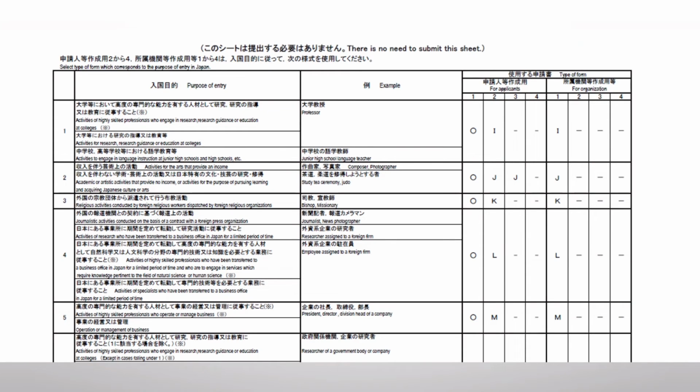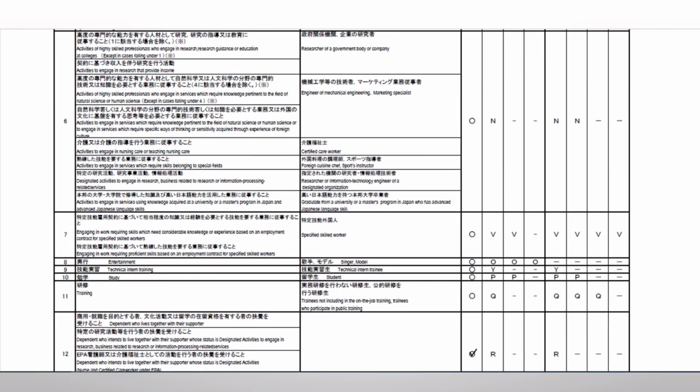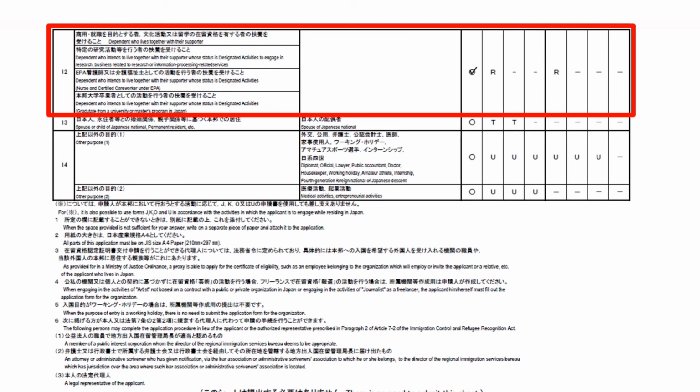For the second page, there is no need to submit this page, but let me just show you anyway. This is about the purpose of the applicant's entry in Japan. It is easy. We'll just find number 12, where the dependent label is found, so we will just check letter R.